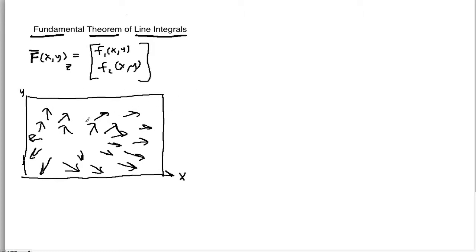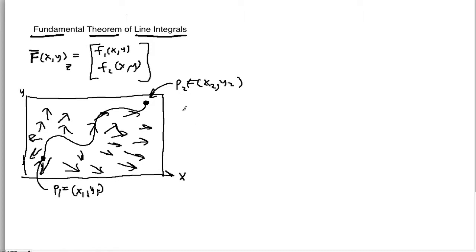Okay, and then what we're going to do is take some point. We'll call that point 1, which will be x1, y1. And there'll be some path that we have going through to what we'll call point 2, which is going to be equal to x2, y2. We can parameterize this path by a vector function r of t, that makes the path, we'll call path C, from t equals a to t equals b.